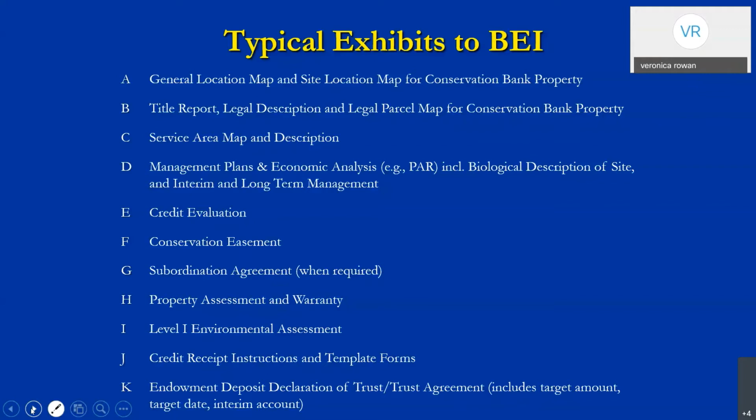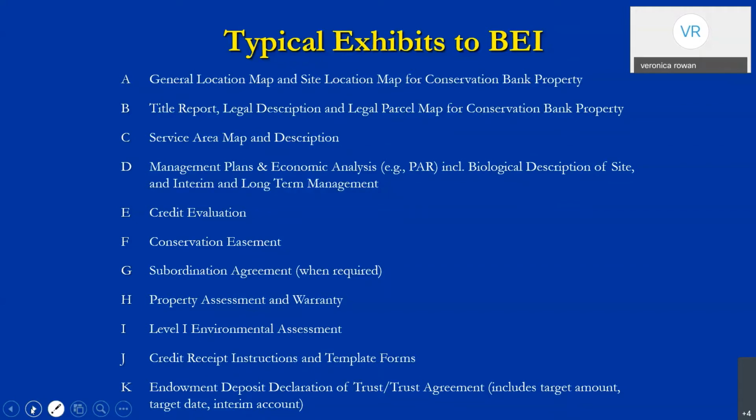Endowment documents. I know we haven't talked really about that. It covers the funding for the long-term management and perhaps a trust agreement or however the endowment is going to operate and be funded. Obviously, the conservation easement is one of the most important documents that gets attached to the BEI. That's the site protection mechanism, and we discussed that back in webinar 3.